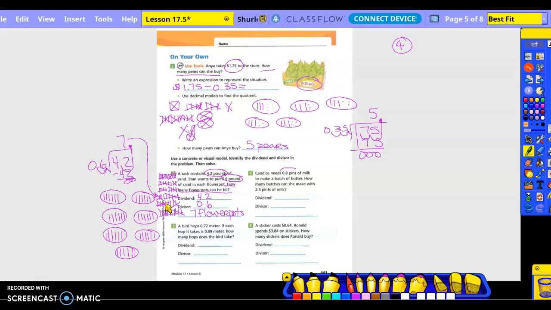Candace needs 8/10 of a pint of milk to make a batch of butter. How many batches can she make if she has 2 and 4/10 pints? My dividend is 2 and 4/10 divided by, my divisor is 8/10. So how many flats do I need to draw? 2 flats and 4 longs. Okay, then I'm going to draw a circle. How many needs to go in it? 8. So I need to get rid of a flat and draw 10 more, right?